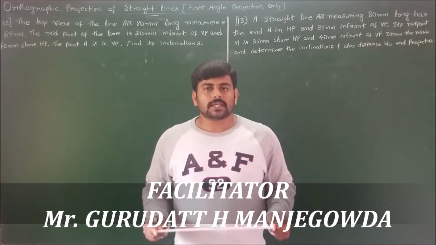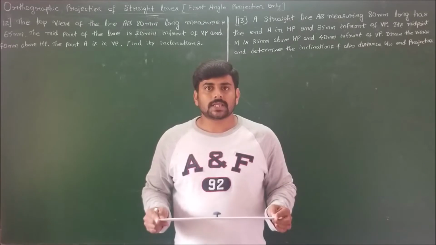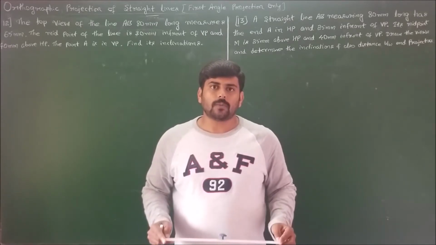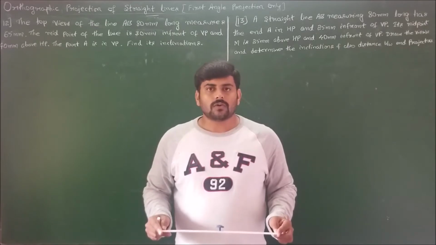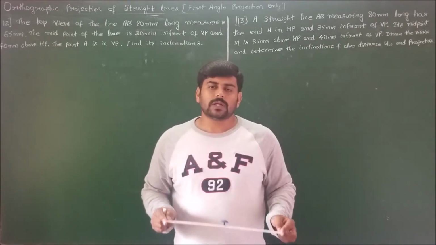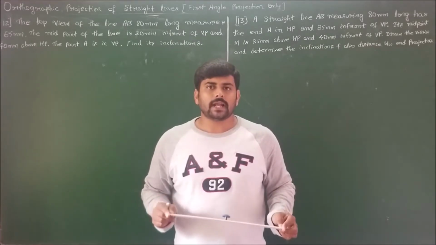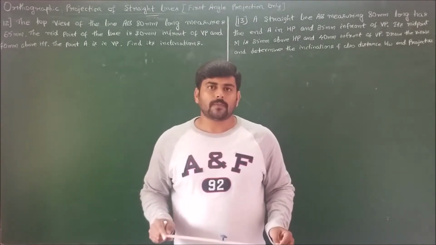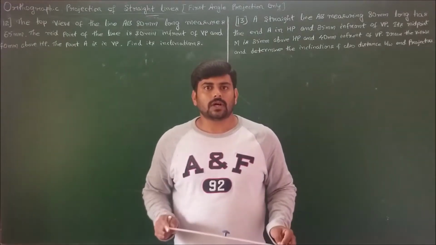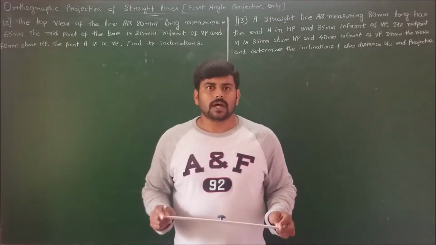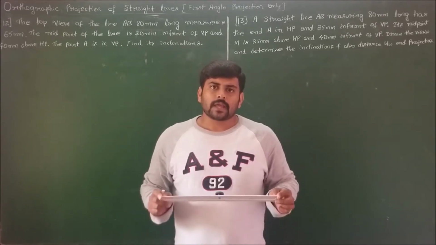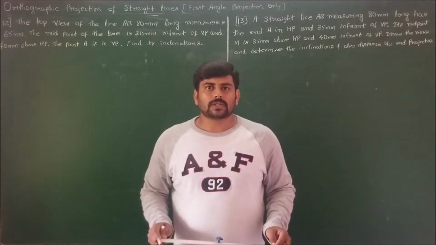This is because you get 6 locus, 3 locus in the front view and 3 locus in the top view. That is locus of A dash, B dash and midpoint M dash in front view, locus of A, B and midpoint M in the top view. But actually these midpoint problems are very easy to solve. Let us discuss 2 very important problems on midpoints and conclude our discussion on orthographic projection of straight lines in today's lecture.